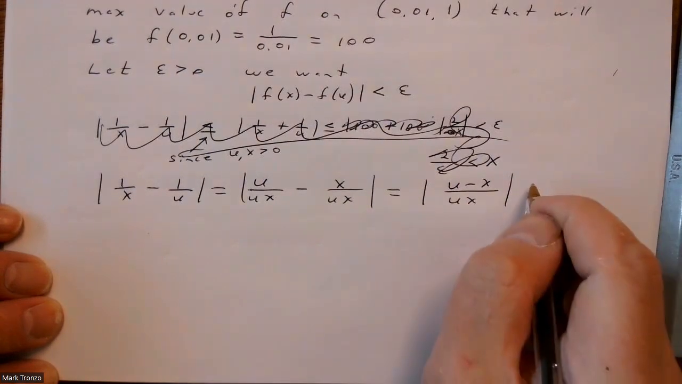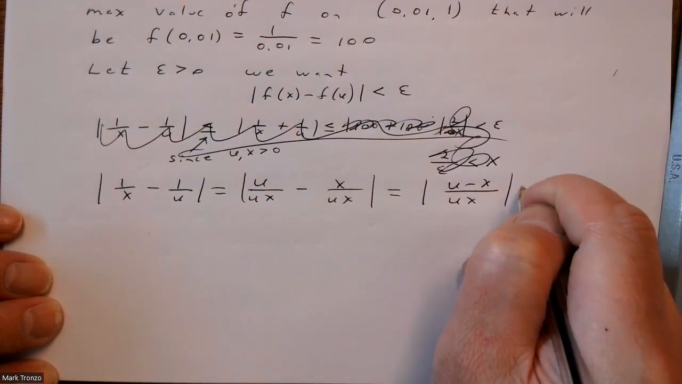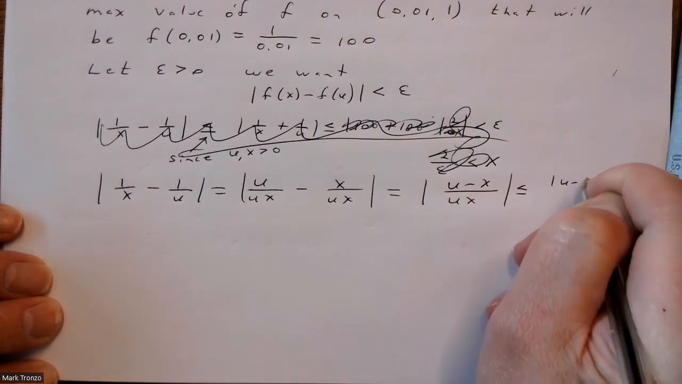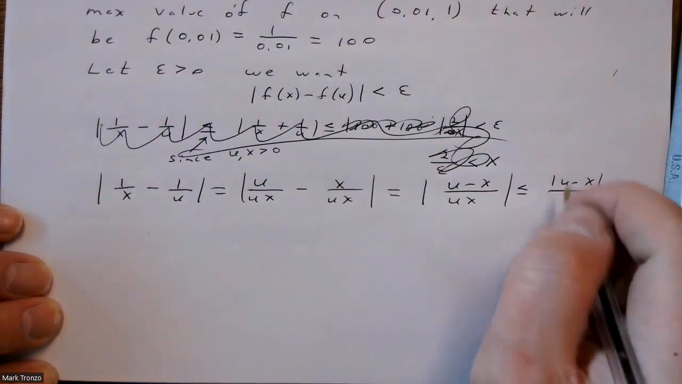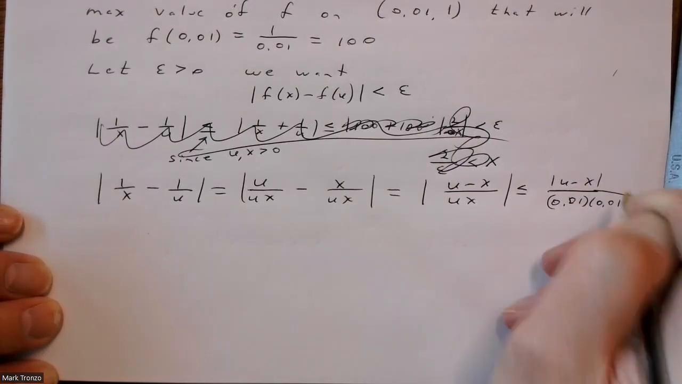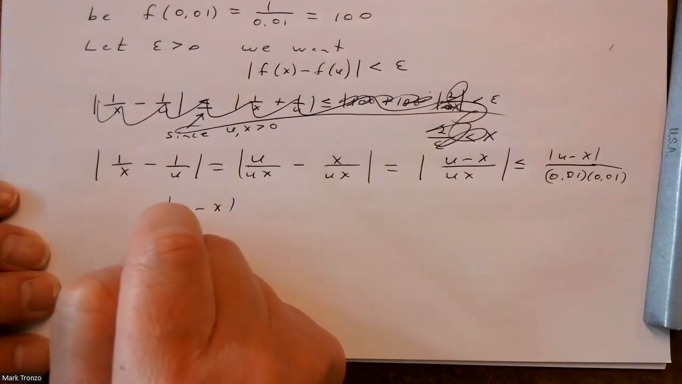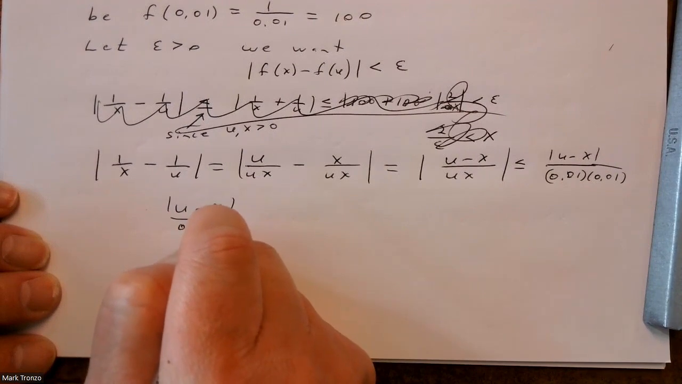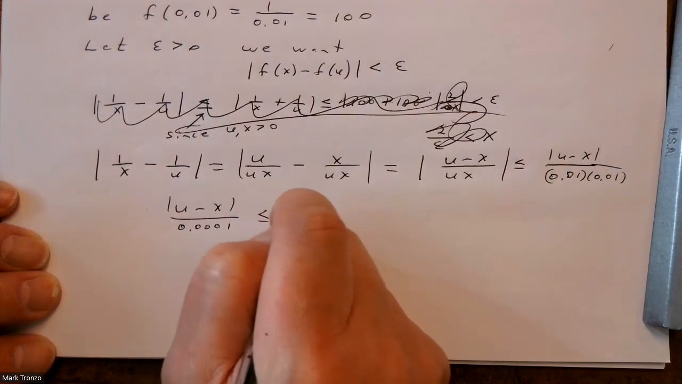And then we could say this is going to be less than or equal to |u minus x| over 0.01 times 0.01. And then we want |u minus x| times, what is that going to be? 1, 2, one more, like this. And then we want this to be less than epsilon.